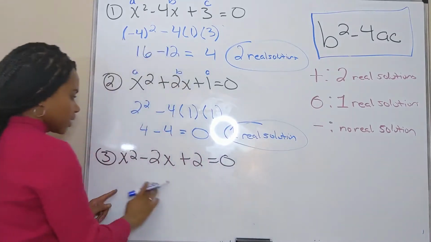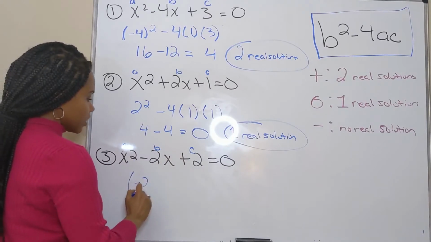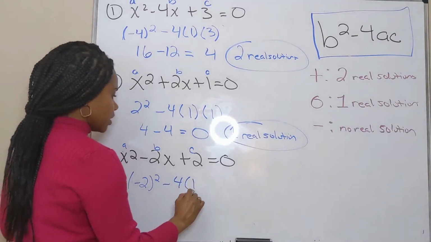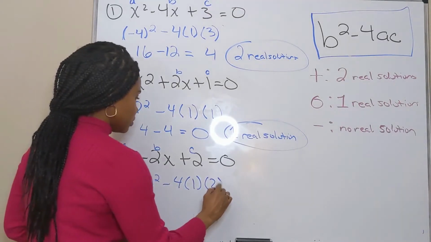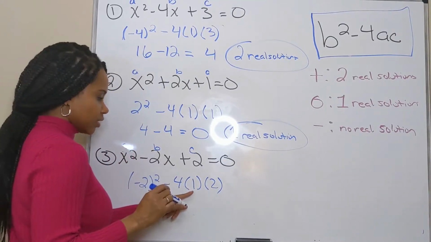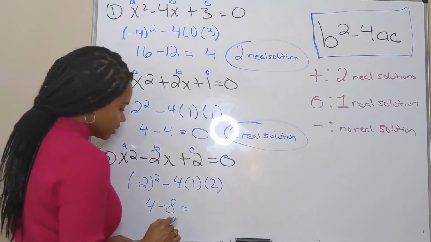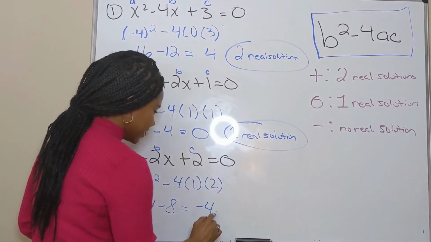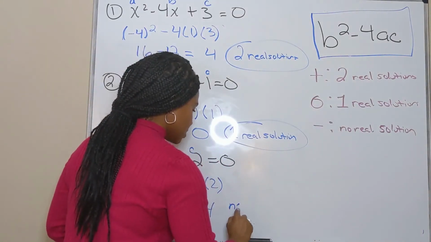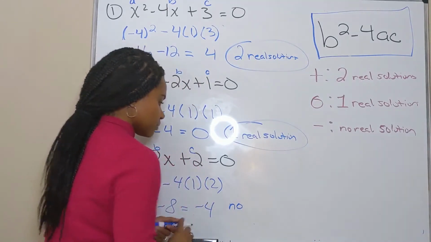All right. Last one here. Again, a, b, and c. b squared is going to be -2 squared, minus 4 times a. a is 1. c is 2. -2 squared is 4. -4 times 1 is -4. And -4 times 2 is -8. So that would be -8. 4 minus 8 is -4. So we get a negative discriminant. So that means that if I were to solve this quadratic equation, I would not get any real solutions.